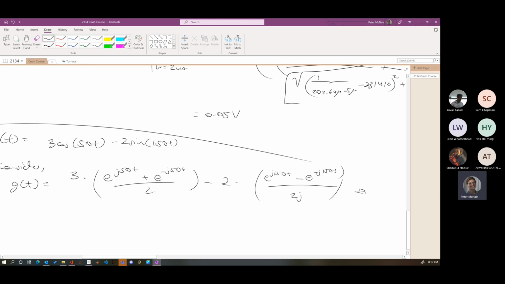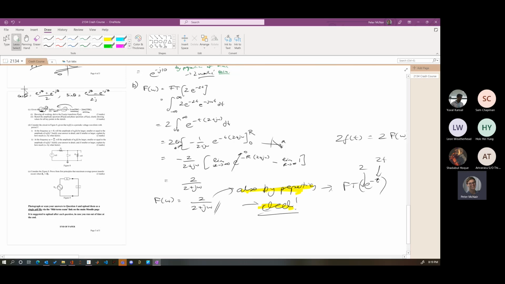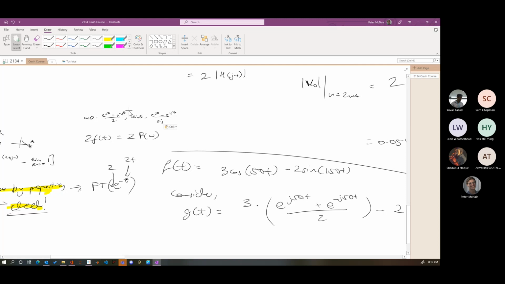Now, g of t is actually equal to f of t, believe it or not, exactly according to those rules that I wrote before. So I'll just copy those over here, to make sure that we've got them firmly in our head. Hopefully everyone can see the resemblance with e to the j theta. Here theta is 50t, and here it's 150t for the sine.